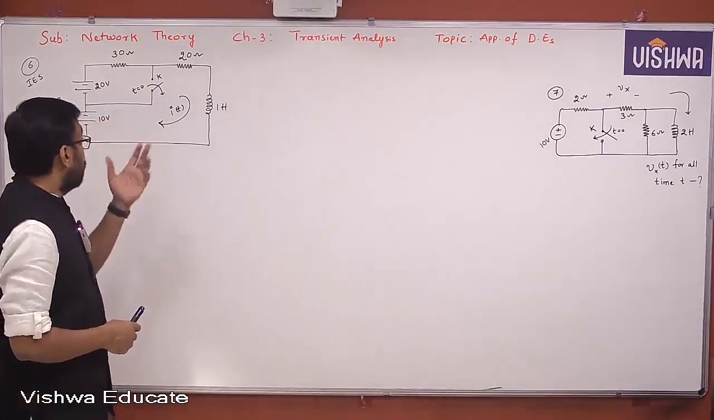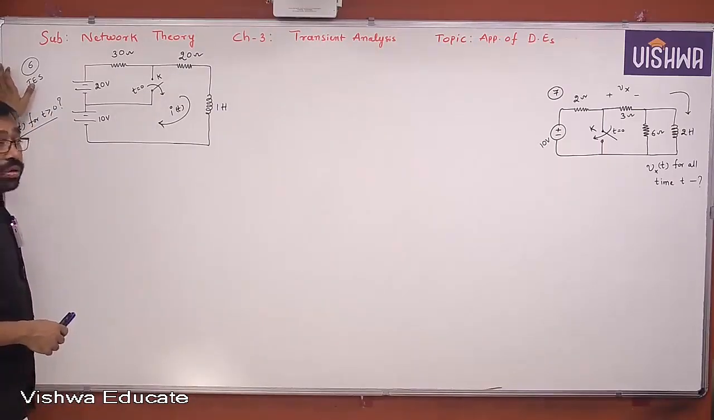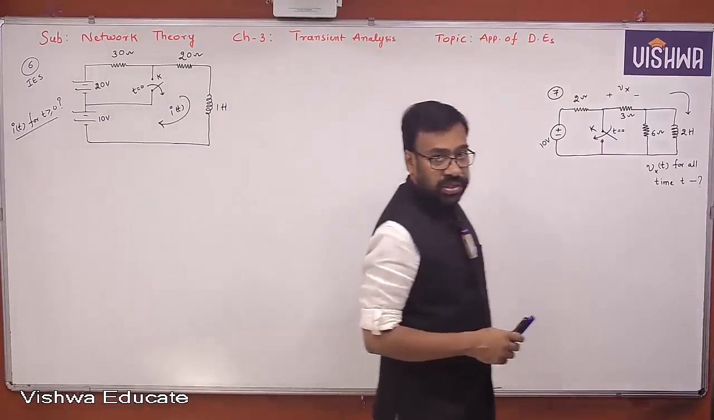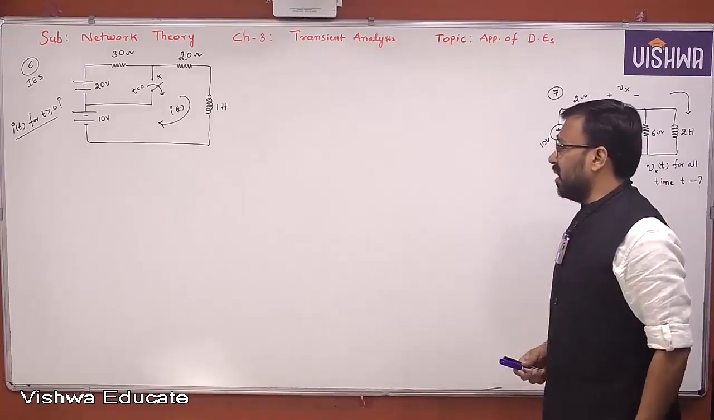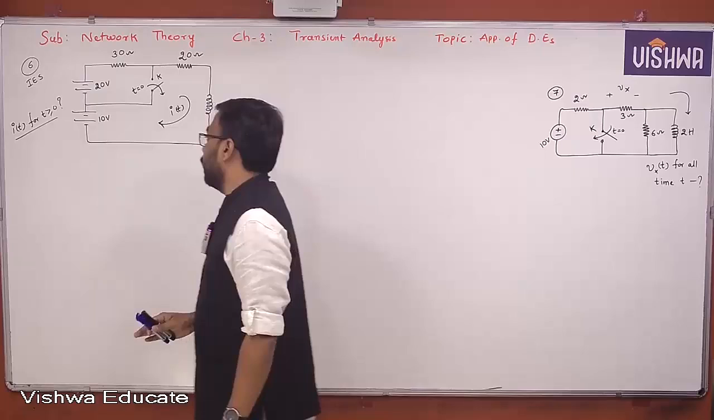Students, last class we discussed up to the 5th problem in the classroom workbook, application of differential equations. Now let us look at the 6th problem which was asked in the IES exam. What is being asked here? It is asking for i of t for t greater than or equal to 0.